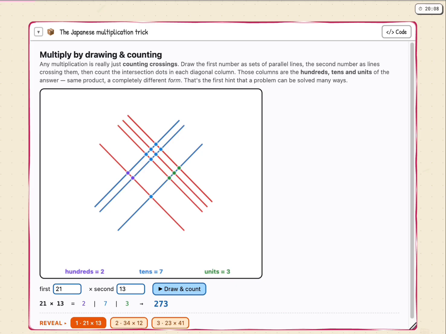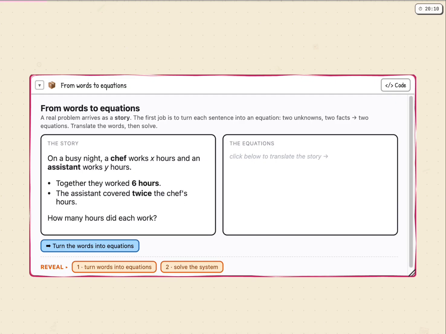Real problems don't arrive as neat equations. They arrive as stories. So let's take a story. It's a busy night at a restaurant. A chef works for some number of hours. Let's call that X. An assistant works for some number of hours. Call that Y. We are told 2 facts. First, together the 2 of them worked 6 hours. Second, the assistant worked twice as many hours as the chef. The question is, how many hours did each one actually work?